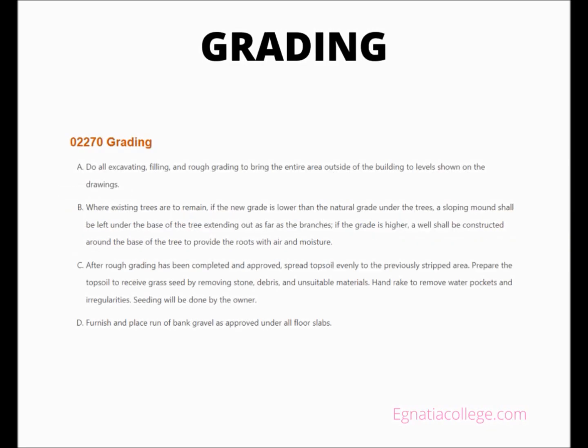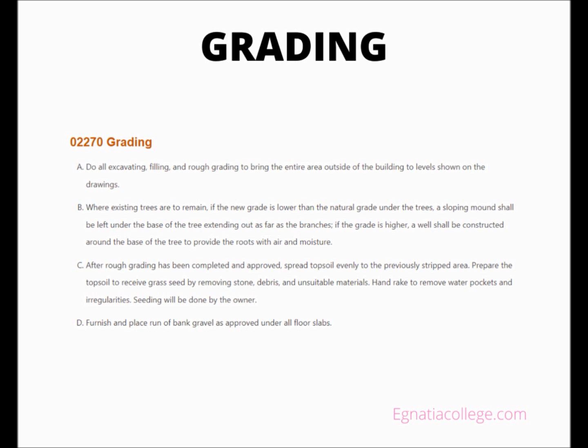Grading. Do all excavating, filling, and rough grading to bring the entire area outside of the building to levels shown on the drawings. Where existing trees are to remain, if the new grade is lower than the natural grade under the trees, a sloping mound shall be left under the base of the tree extending out as far as the branches. If the grade is higher, a well shall be constructed around the base of the tree to provide the roots with air and moisture. After rough grading has been completed and approved, spread topsoil evenly to the previously stripped area.